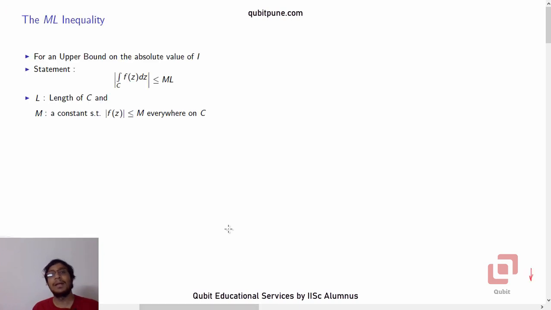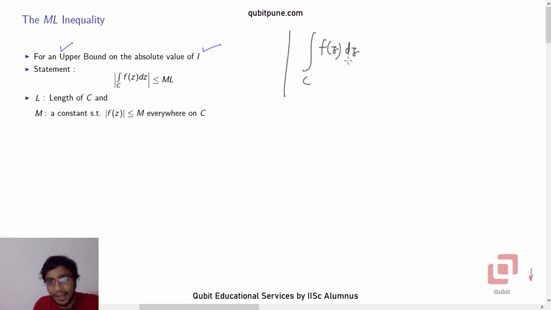Now let us go to the ML inequality, which helps us in estimating an upper bound on the absolute value of the integral. Okay, fine. So this is the statement of the ML inequality. For an upper bound on the absolute value of the line integral I, we have the following.